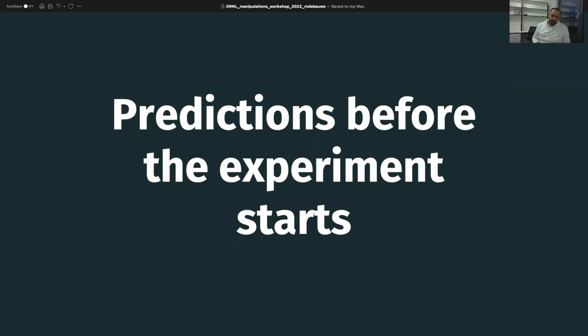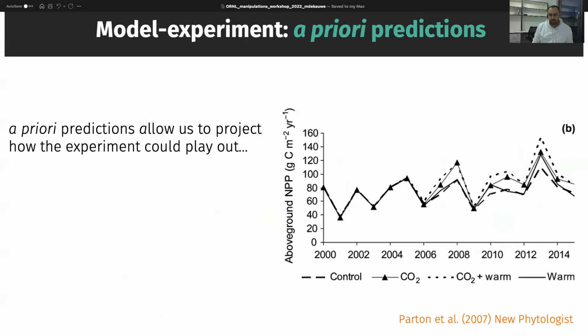Okay, another way to think about this is we can actually use models to make predictions before the experiments start. I'm showing Bill Parton's paper here, and this is again going back to that prairie experiment where I showed the grassland experiment. And what they do in this paper is they're predicting aboveground NPP before the experiment starts. And so they've got different treatments here, and they're showing you how the aboveground NPP would vary based on different treatments. And so this is great because it lets you really think about what we think the experiment will do before it's run.